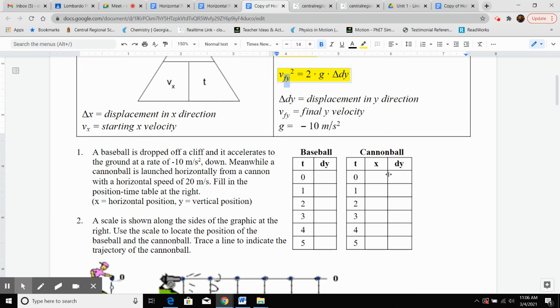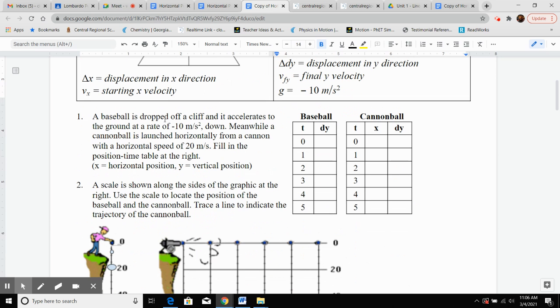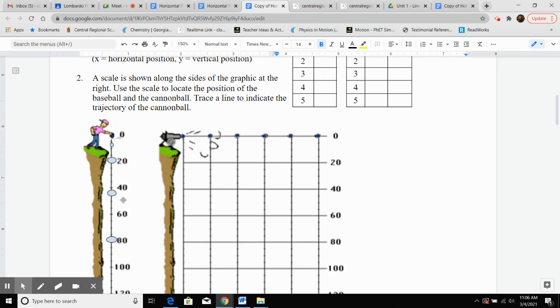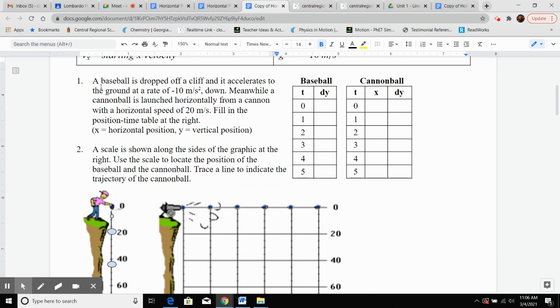So here in number one, it says that a baseball is going to be dropped off a cliff and that it's going to accelerate to the ground at a rate of 10 meters per second squared. Meanwhile, a cannonball is going to shoot completely horizontally out of a cannon, and that is going to move at a horizontal speed or velocity of 20 meters per second. So that would be our Vx. Now it wants us to fill in these tables to the right. X is horizontal position, Y or dy is our vertical position. Okay, and then we have a scale.